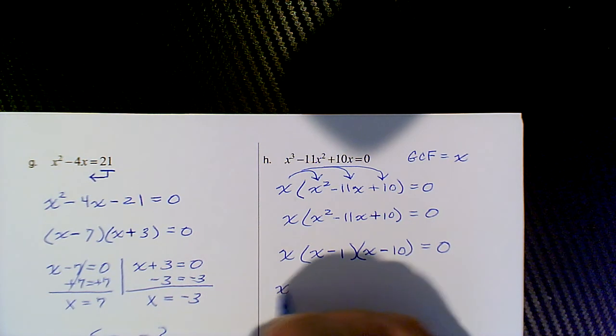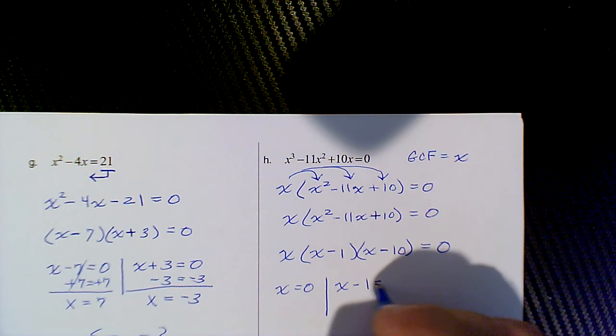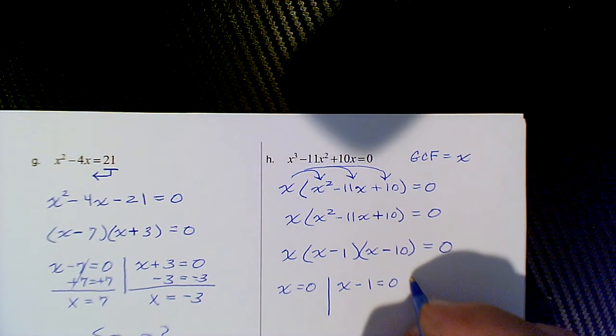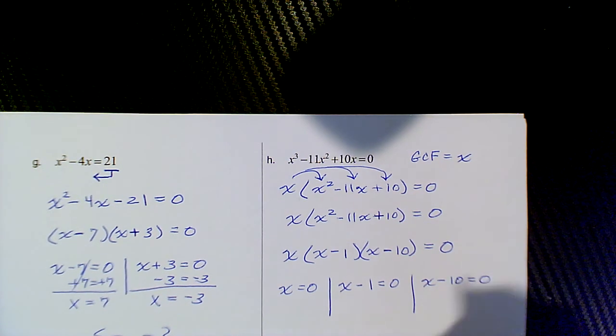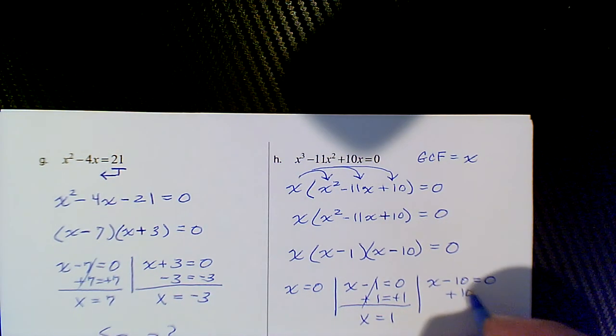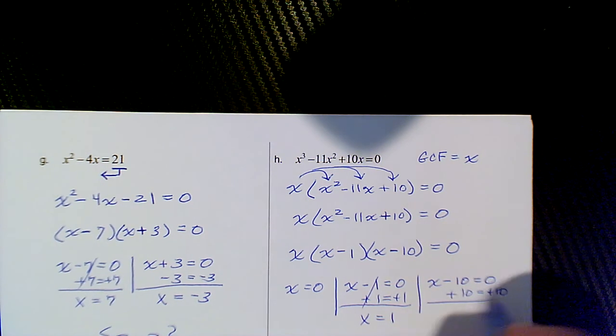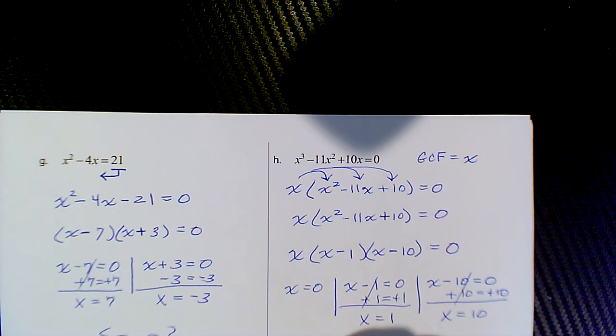So now there's three factors set to 0. x equals 0, x minus 1 equals 0, and x minus 10 equals 0. 0 is a solution. Here we'll have to solve by adding 1 to get that x equals 1, and here we solve by adding 10. So x equals 10. So this solution set has three solutions, 0, 1, and 10.